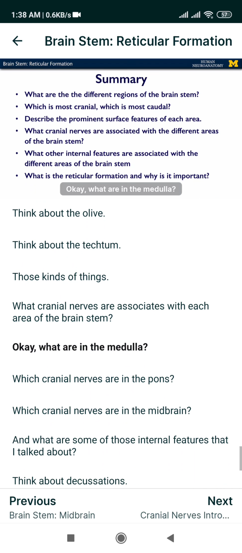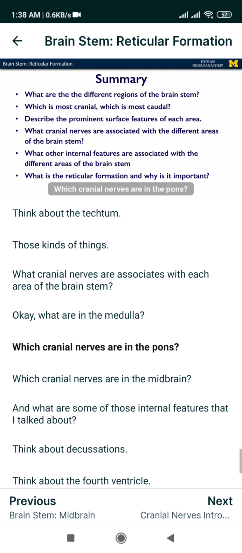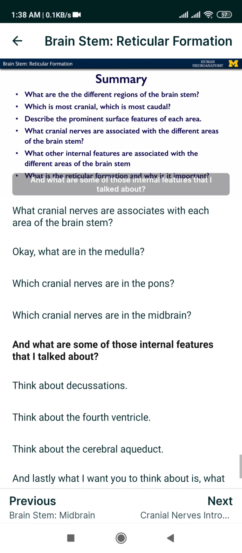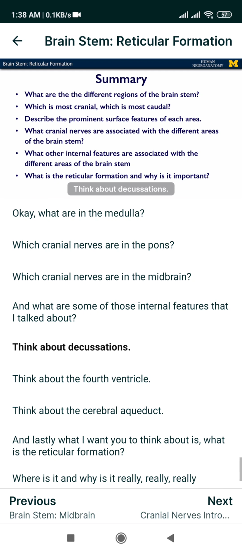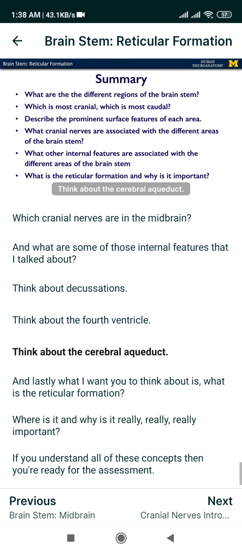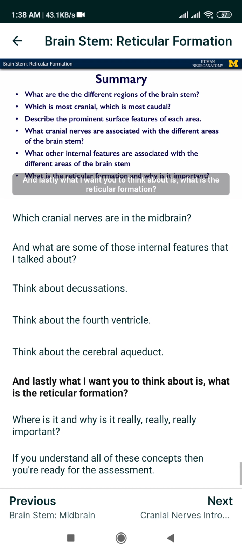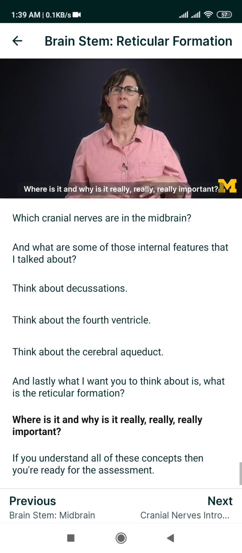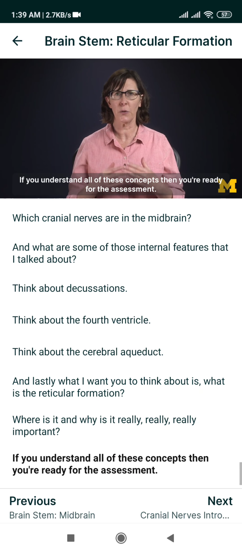Okay, what are in the medulla? Which cranial nerves are in the pons? Which cranial nerves are in the midbrain? And what are some of those internal features that I talked about? Think about decussations, think about the fourth ventricle, think about the cerebral aqueduct. And then lastly, what I want you to think about is, what is the reticular formation? Where is it? And why is it really, really, really important? If you understand all of these concepts, then you're ready for the assessment.